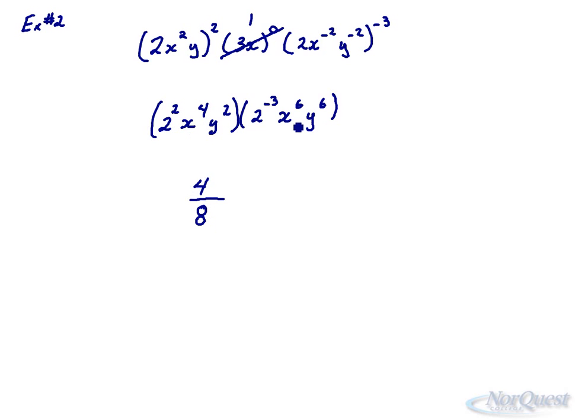We get x to the 4 times x to the 6. When you add those, you get x to the 10. Y squared times y to the 6 gives you y to the 8. Simplify this one more step, because 4 eighths can really be reduced to 1/2 x to the 10 y to the 8. So this one involved a couple rules. Actually, it involved 4 rules. Power of a power, power of 0, negative exponent law, and multiplying powers. Pretty good little example with a couple monomials.